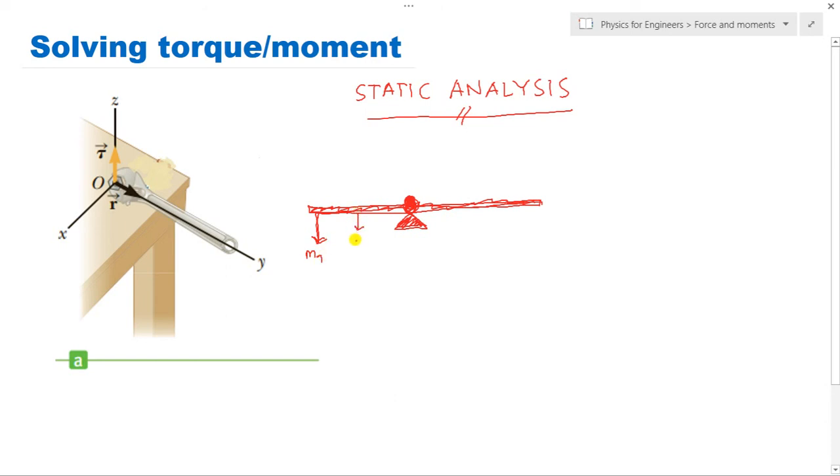Then, mass 2. Of course, these two masses have radii. This is radius 2, the distances from the axis. The definition of moment arm is the distance of the applied force from the axis of rotation. This is the axis of rotation in this figure. For our analysis, this is the axis of rotation.